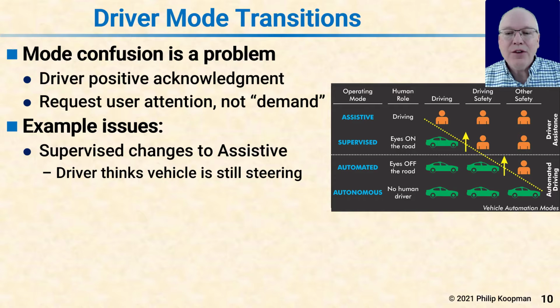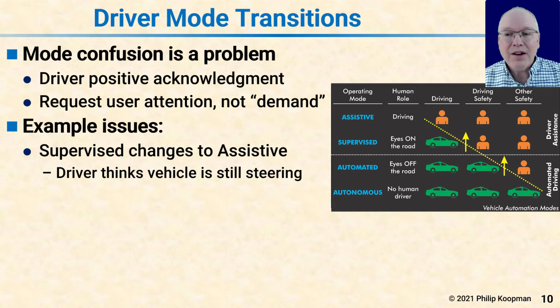For example, say you're in a supervised vehicle and it decides to change to assistive mode. A little light comes on the dashboard, maybe there's a little tiny ding, and then all of a sudden you're in assistive mode, and that means the human now is driving. If the human is preoccupied or just not paying enough attention, they might miss the little light and the little ding. Maybe there's a lot of road noise, who knows? And the driver might think the steering is automated when in fact the driver should be steering.